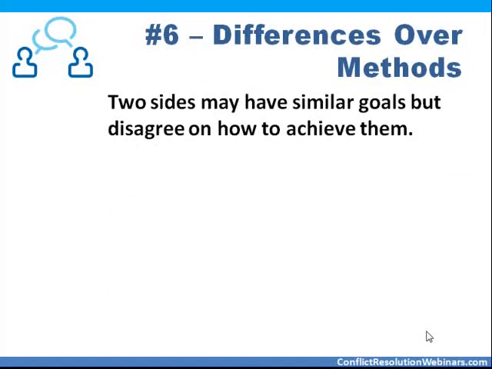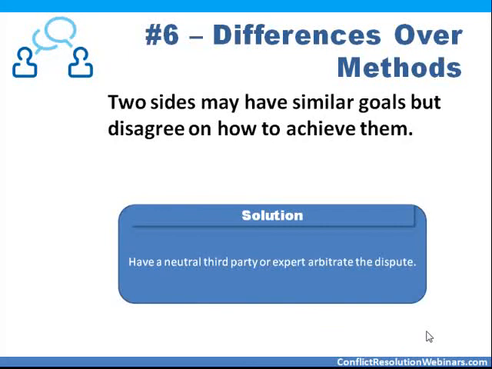Number 6, difference over methods. 2 sides have a similar goal, but they disagree on how to get there. So the solution is to have a neutral third party or expert arbitrate the dispute. Now, there's some other ways to do it, but the simple one is to get somebody to rule on this and make a decision.